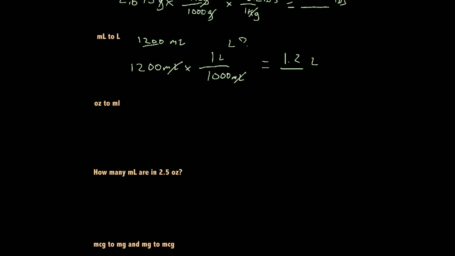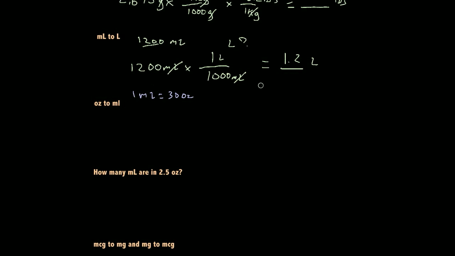Next, let's go from ounces to milliliters. So I know that for every 1 milliliter, I have about 30 ounces. It's actually like 29.5 something, whatever. But in nursing school, or at least at Cox College, we round to 30. So we say that for every 1 milliliter, you have 30 ounces.